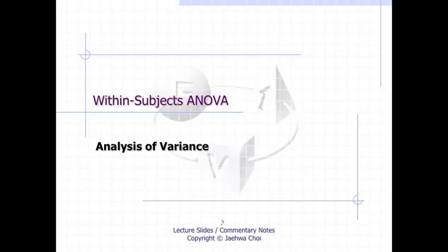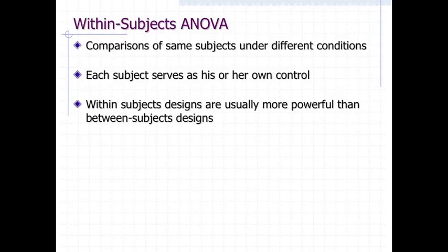Within subjects ANOVA. Within subjects factors involve comparisons of the same subjects under different conditions. For example, in the ADHD treatment study, each child's performance was measured 4 times, once after being on each of 4 drug doses for a week. Therefore, each subject's performance was measured at each of the 4 levels of the factor dose.